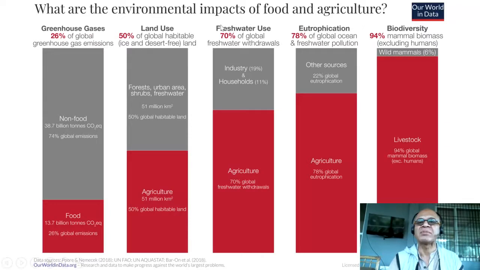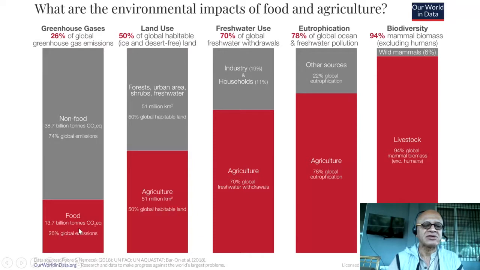So if you start by looking at environmental impacts of food and agriculture, they emit 26% of the global greenhouse gases, as we've already seen with the pie chart. 50% of the global habitable land is used for agriculture. 70% of the global freshwater withdrawals are used for agriculture and food production. 78% of the global ocean and freshwater pollution is eutrophied by this sector, and of course 94% of the mammal biomass is affected by livestock, which, as a food, is highly inefficient per calorie, per protein unit, whatever you want to think about. Okay, so those are the numbers here.